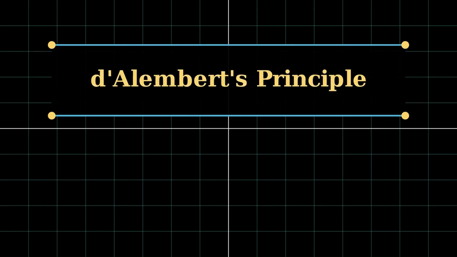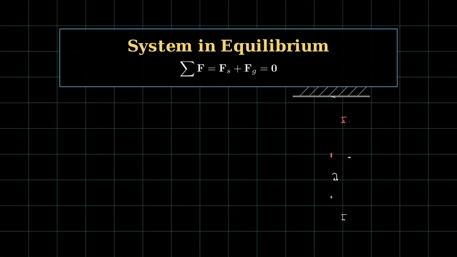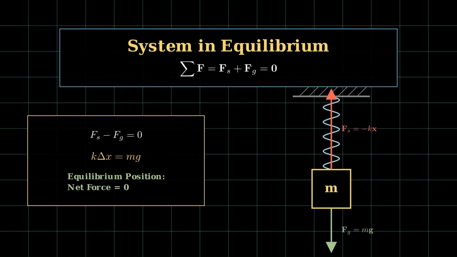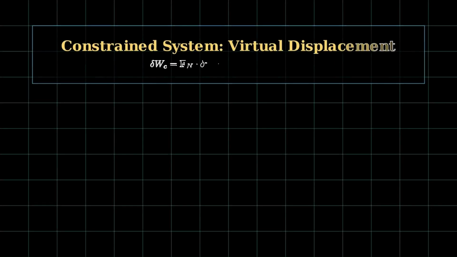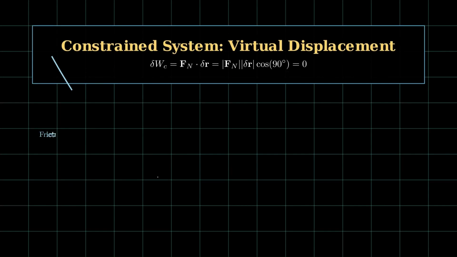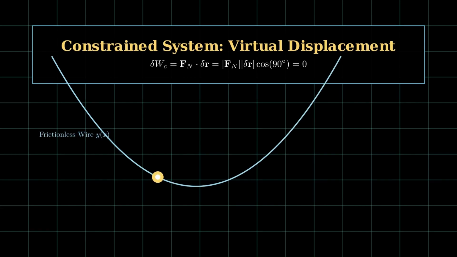In statics, if a system is in equilibrium, the vector sum of all applied forces acting on it must equal zero. But what if a system is constrained? Imagine a force pushing a bead along a frictionless wire. The wire exerts a normal constraint force, holding the bead to the curve.